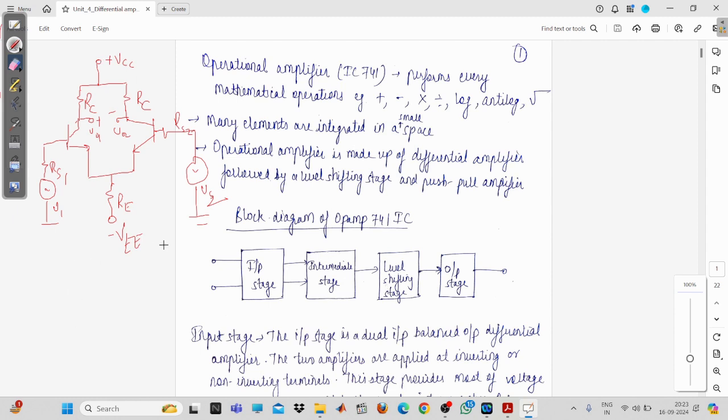The point of discussion today is the unbalanced, that is the dual input unbalanced output, and that is the intermediate stage. Normally, this input stage provides a high value of gain to this operational amplifier, and at the same time, this input stage is providing high input resistance.